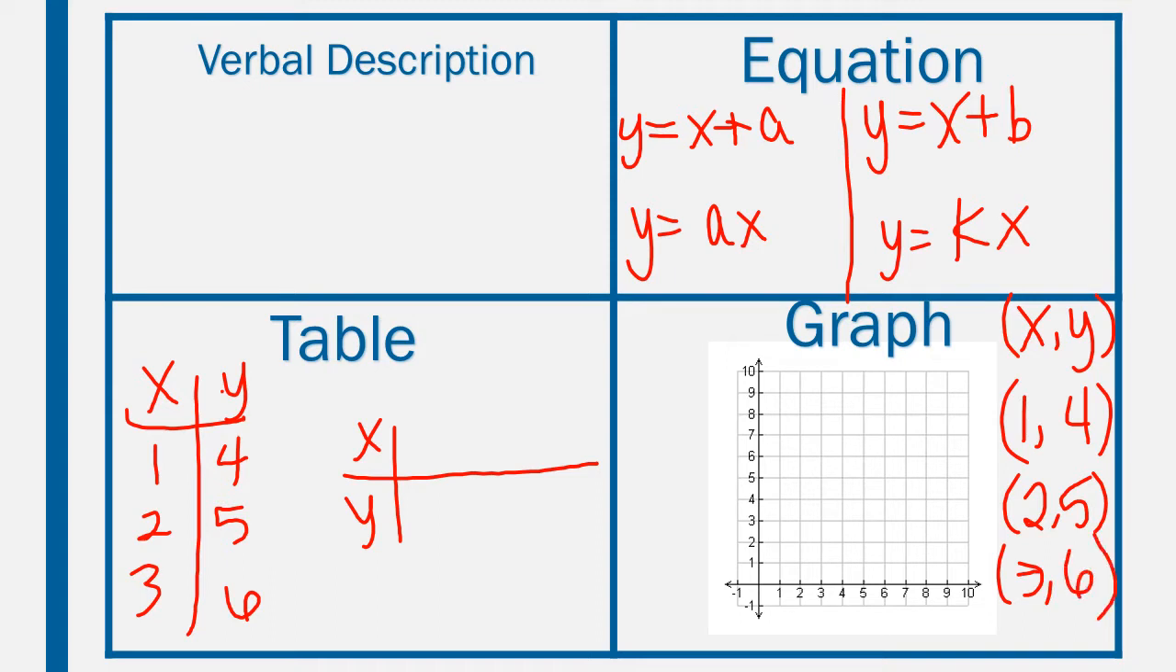Now, if you remember how to graph these, it's very simple. Your x is 1 and your x is always first. So I'm going to go from 1 up to 4. And then 2, 5, 3, 6.